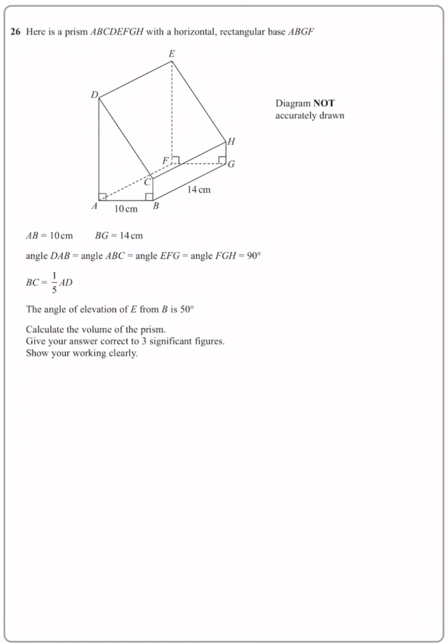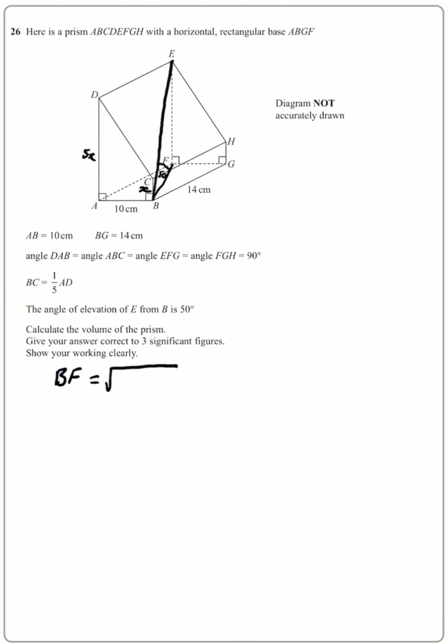Question 26. I'm going to draw in some lines to help us. So I'm going to call BC x. Draw a line from B to E. If BC is x, then AD is 5x. And I'm going to draw a line from B to F. And perhaps you can visualize the triangle BFE. We know that the angle within that is 50 degrees from the question.